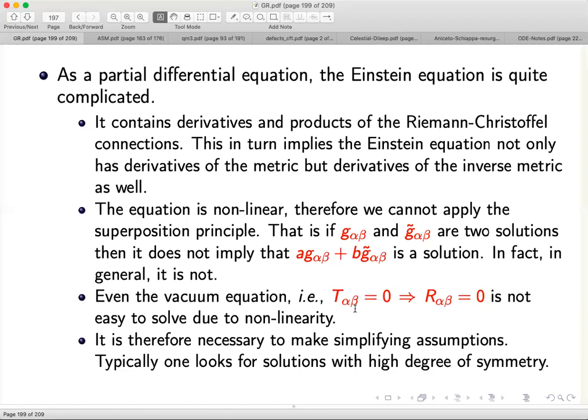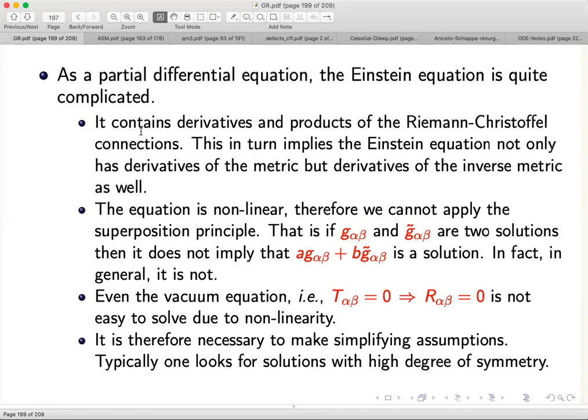So to solve this equation, you typically need to make simplifying assumptions, and a typical simplifying assumption is to assume that the solution has a high degree of symmetry. In spite of all the negative things that I have said on this slide, we have been able to solve the Einstein equation in many cases. We know a large number of solutions to the Einstein equation in the absence of sources as well as in the presence of sources.